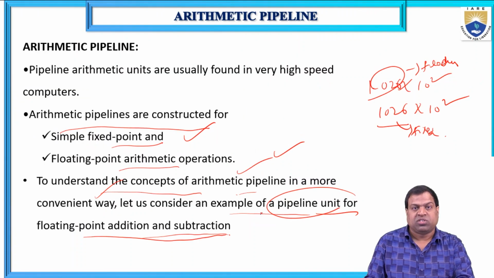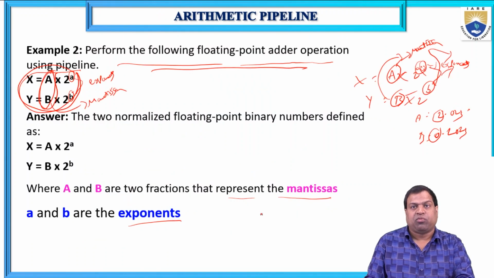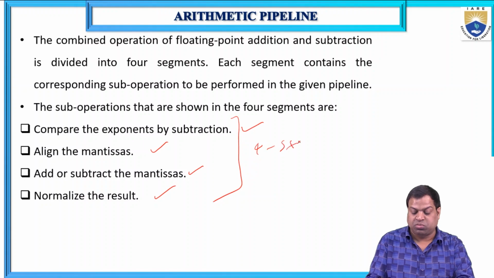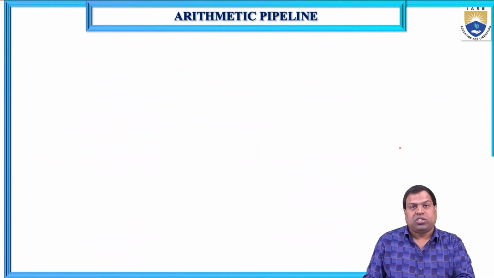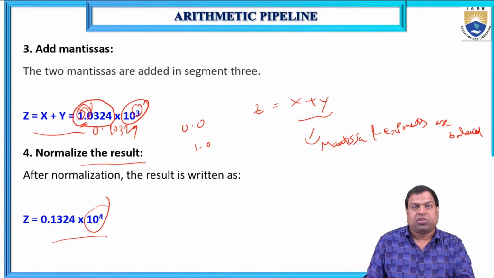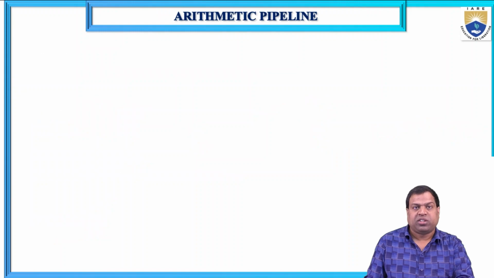Arithmetic pipelines are of two types: simple fixed point and floating point. It is an example of floating point addition operation using the pipeline method. So we have to take four levels, 4 techniques or 4 methods we have to follow. Compare the exponent by subtraction, align the mantissa, add or subtract the mantissa, normalize the result. These are the 4 steps. It is a flowchart, and this is the comparing operation of exponent. Step 1, step 2, align the mantissa, step 3, add the mantissa, step 4, normalize the result.